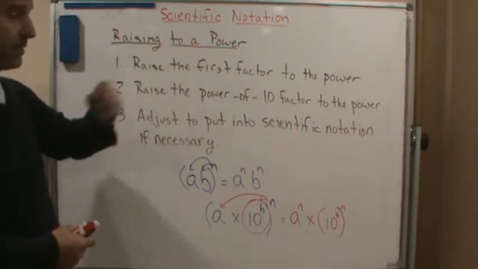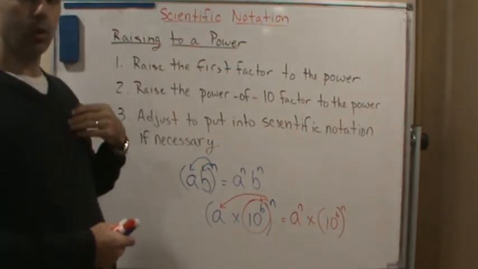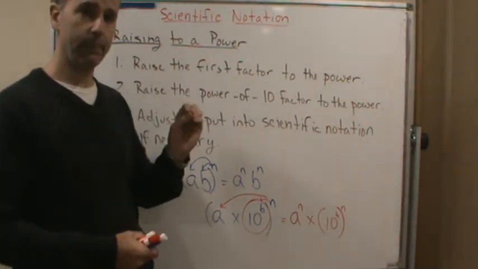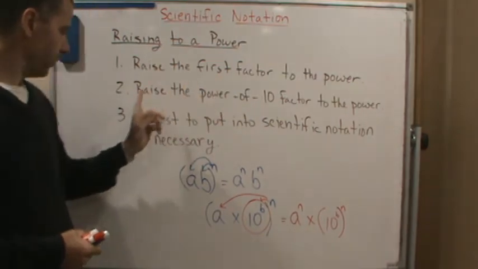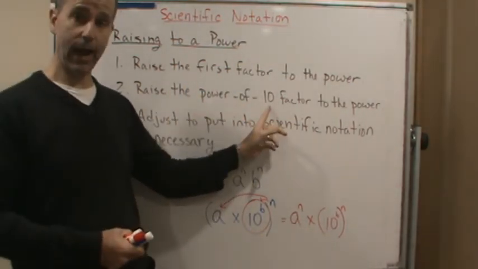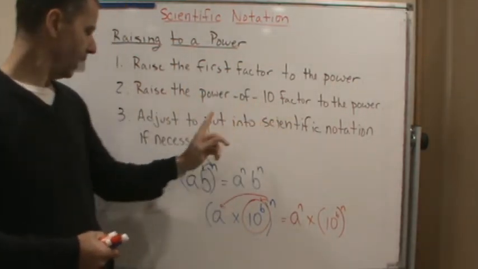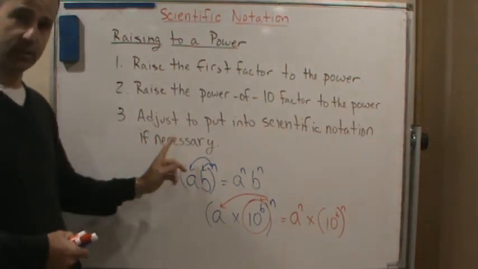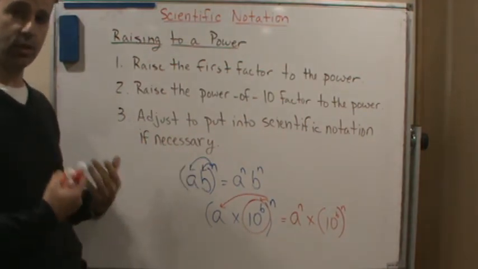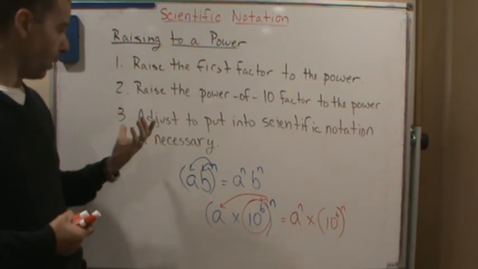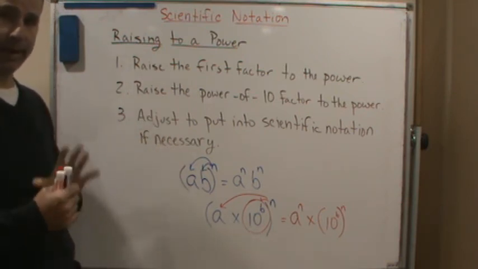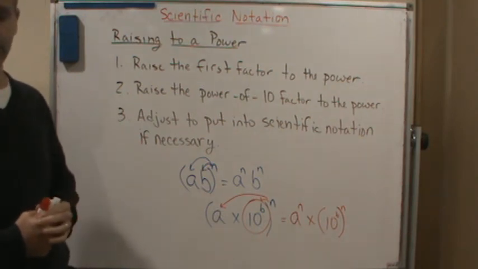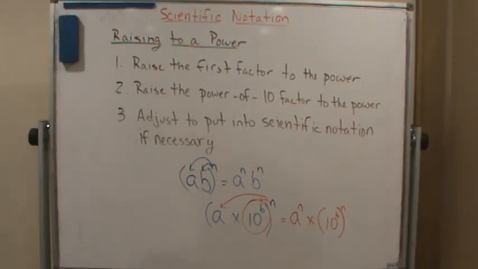So to raise a number written in scientific notation to a power, we're going to raise the first factor to the power, then we're going to raise the power of 10 factor to the same power, and then once we simplify things, we're going to write the answer in scientific notation and make adjustments whenever necessary. Okay? Well, let's do an example.